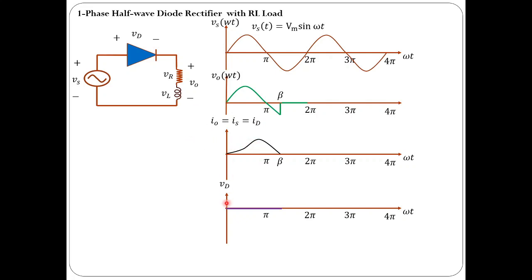Okay. And during this time period, that is from 0 to beta, during this omega t range, the diode is conducting, so the voltage drop across the diode is equal to 0. So this is the nature.